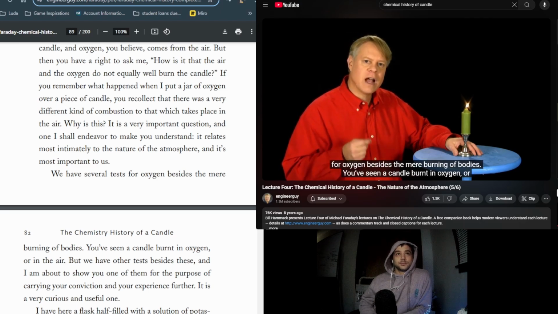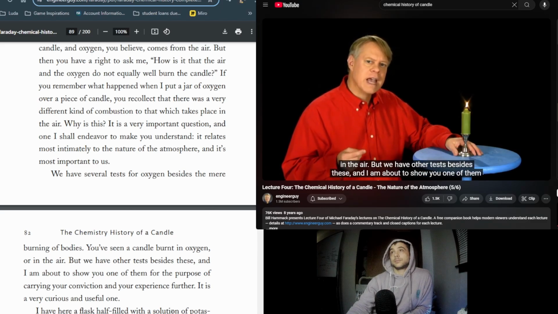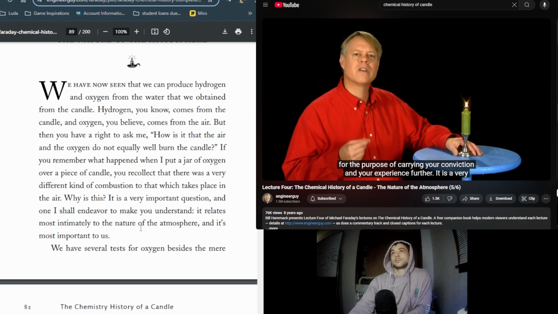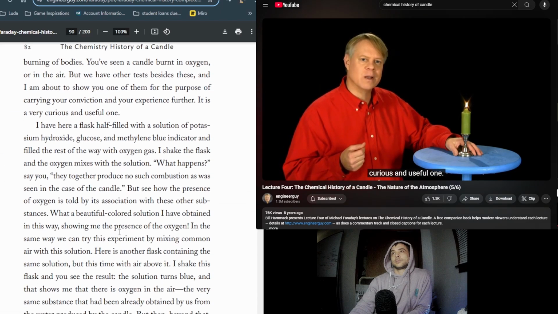We have several tests for oxygen besides the mere burning of bodies. You've seen a candle burnt in oxygen or in the air, but we have other tests beside these, and I'm about to show you one of them for the purpose of carrying your conviction and your experience further. It's a very curious and useful one.